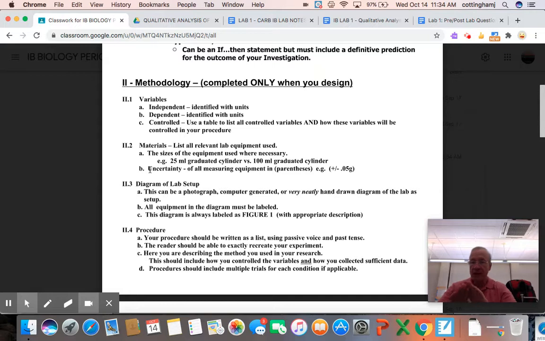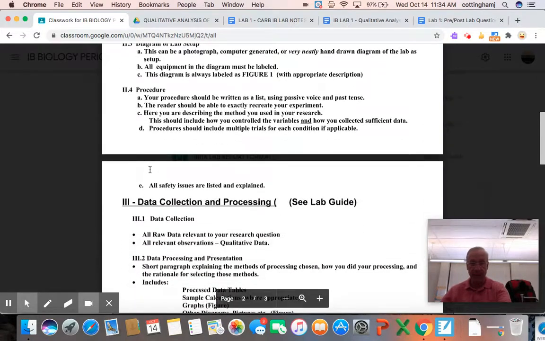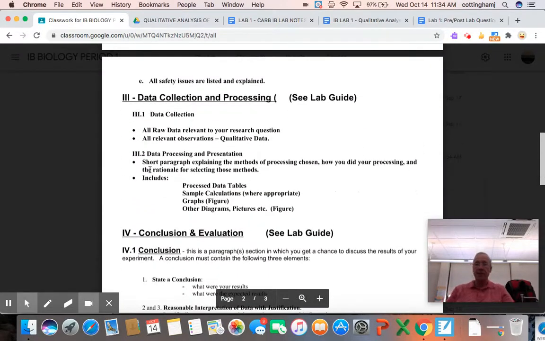Methodology, we're leaving it totally out. I have written the lab for you, so you don't have a methodology to write, and please don't retype it. You are going to be doing data collection and processing. In fact, boys and girls, for every lab, you're always going to be doing data collection and processing. You're going to be doing a lab that is a qualitative lab, no numbers. So your data table is going to include only qualitative data in it.